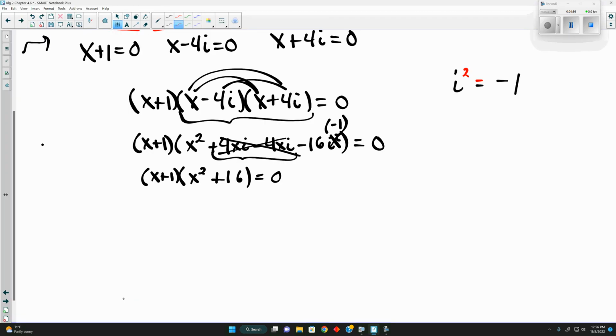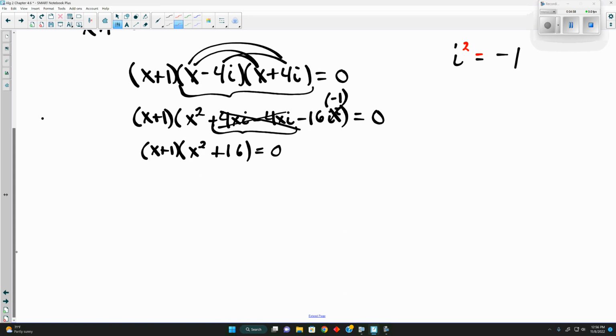We have this here. Questions on this so far? Now at this point, we can do our last set of multiplication. We can distribute these here. x times x squared is x cubed. x times 16 is going to be plus 16x. 1 times x squared is plus x squared. And lastly, 1 times 16 is plus 16.